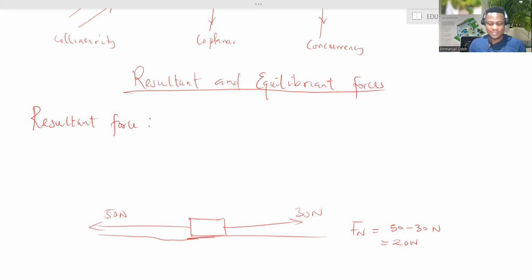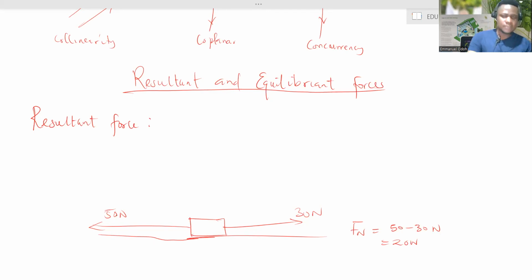It's just like saying, instead of me getting two people to pull this box, I just push it with a force of 20 Newton, and it will produce the same effect as these two forces. I believe that is well explained.